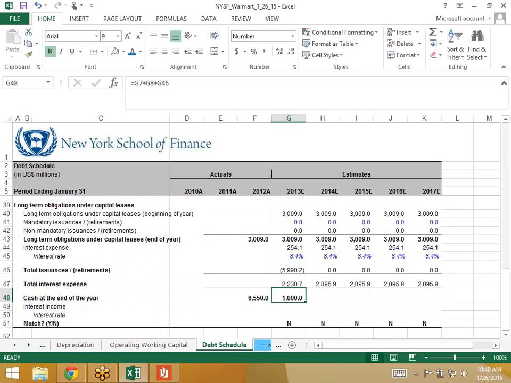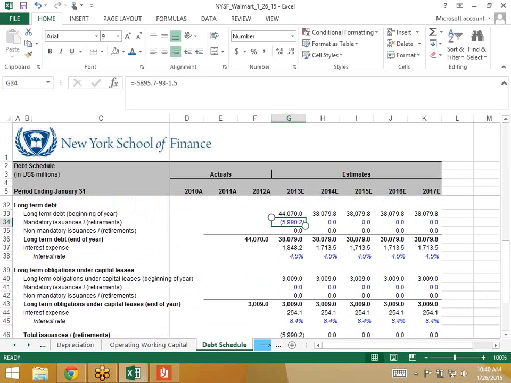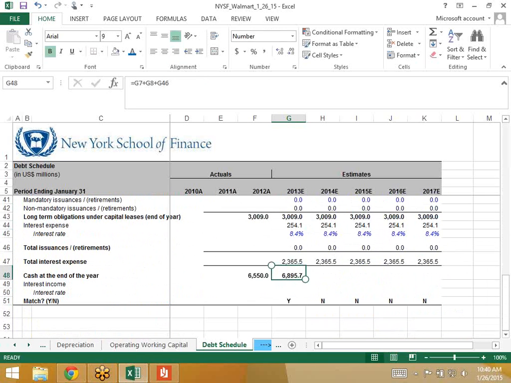Notice the cash at the end of the year is 1,000. It's the minimum cash cushion because I've paid down all the debt that I could. So if I make this zero, which is what you most likely have, then the cash at the end of the year should be 68957. We copy this to the right. You should have all 18389.0.